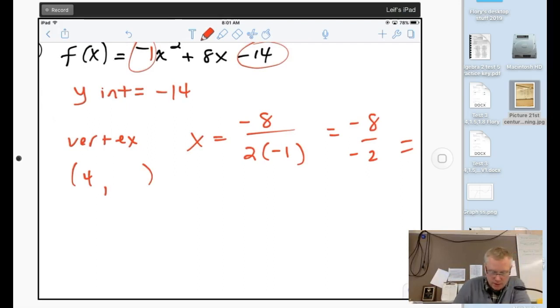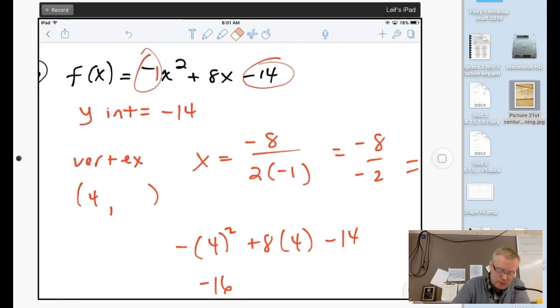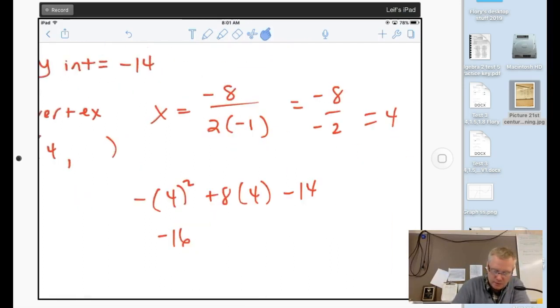Got to find the y, so I'm going to plug it back in. It's 8 times 4 minus 14. So this is 16, and then I make it negative. Notice how the negative sign is outside. So I'm not plugging in -4, I'm plugging in +4. 4 times 8 is 32 minus 14. And when I combine those all together, I get 2.